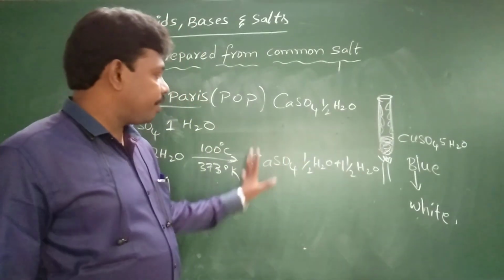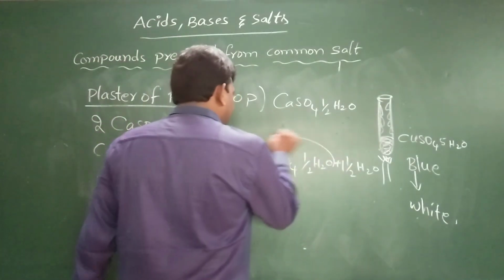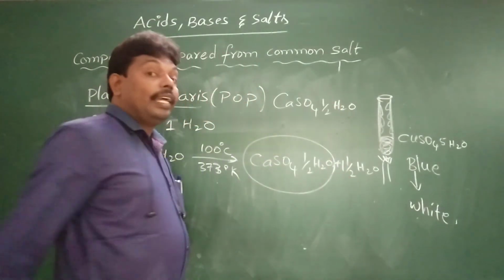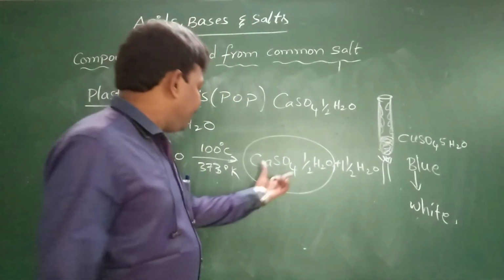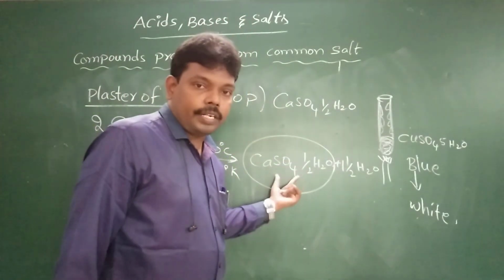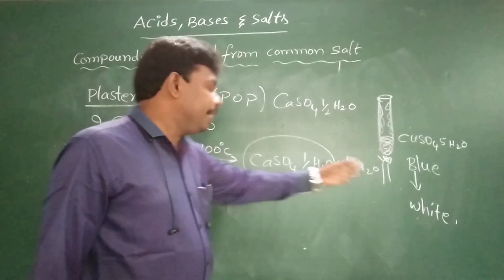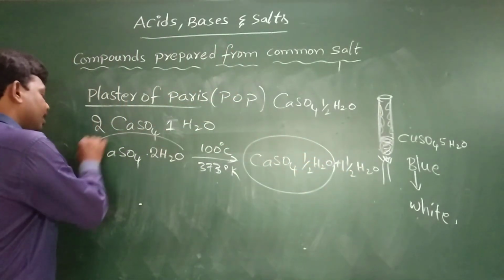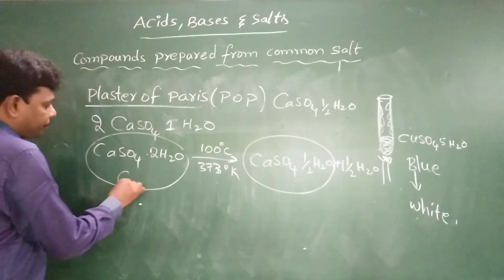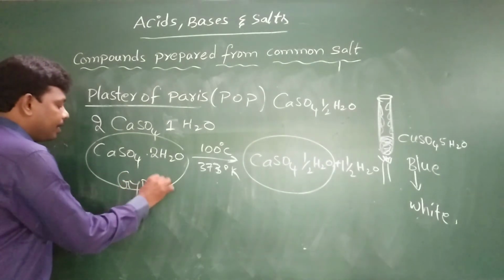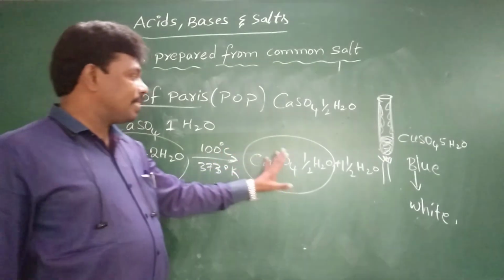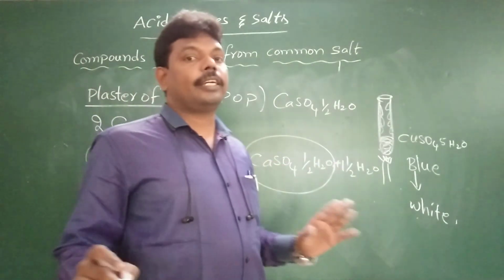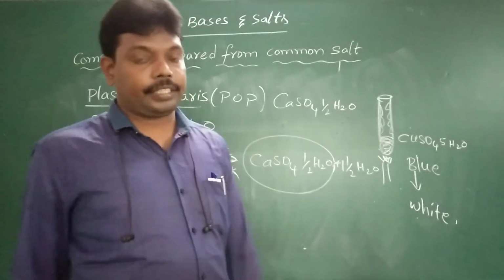This calcium sulfate hemihydrate we have to preserve in airtight bags or airtight containers. Why? Because when it is exposed to water or moisture, immediately you will again get the gypsum. Got it now? That's why we have to preserve this plaster of Paris in airtight bags or airtight containers.